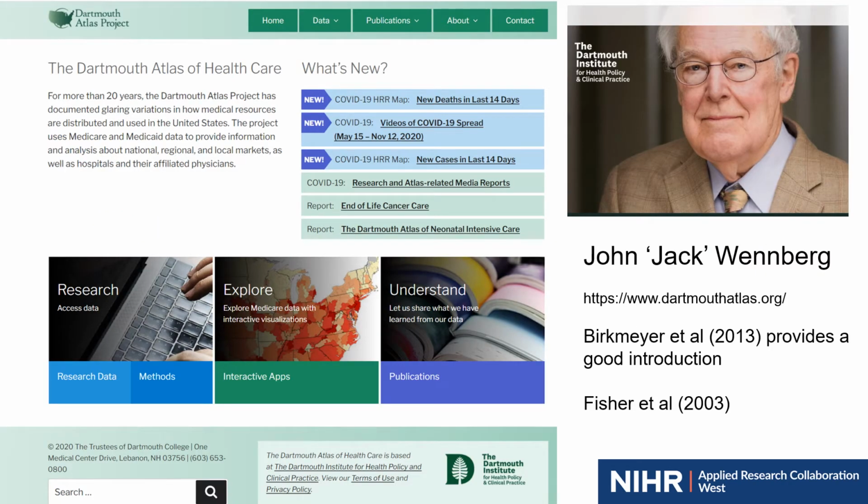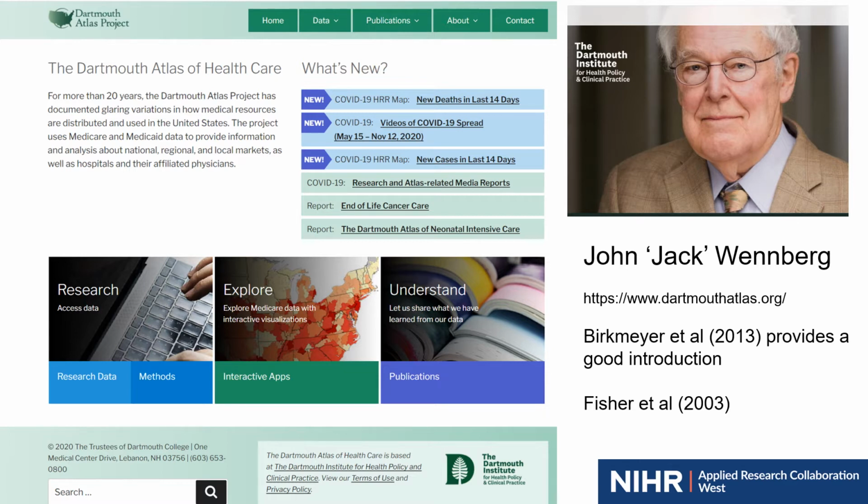A good start for evidence collection is to describe the variation for different treatments. Jack Wennberg is a pioneer in this area. Wennberg's research on the issue of unwarranted variation in practice has been sustained and hugely influential, which is evident in the work of the Dartmouth Institute.